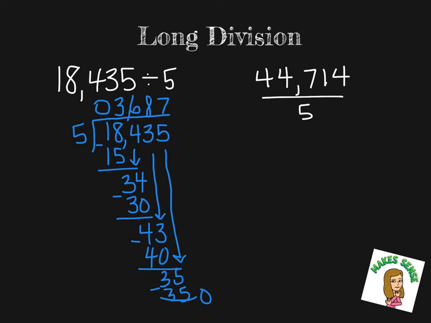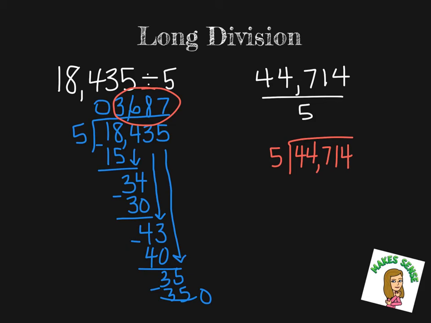So quotient for this one is 3,687. Now, I showed you another way that you might see division written out. This is 44,714 divided by 5. Sometimes they use a fraction bar to show division. So let's try this one. I'll show this one in red. So set it up. In this case, the top number is the leader and is going in the house first. So 44,714 divided by 5. Okay, let's get started.